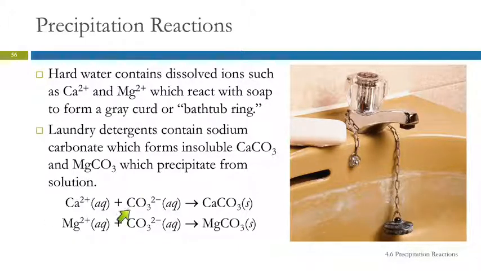So the sodium carbonate is very soluble. Here we have these carbonate ions, and when they encounter calcium ions in the water, they'll form calcium carbonate. Calcium carbonate is not soluble in water. Magnesium carbonate is not soluble in water. So it forms a solid, and it precipitates out of solution.